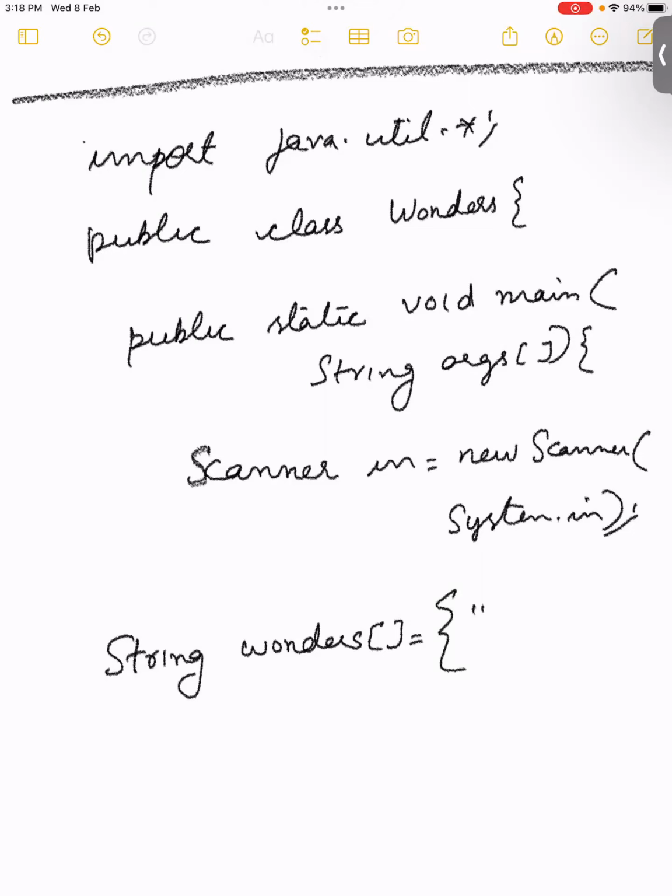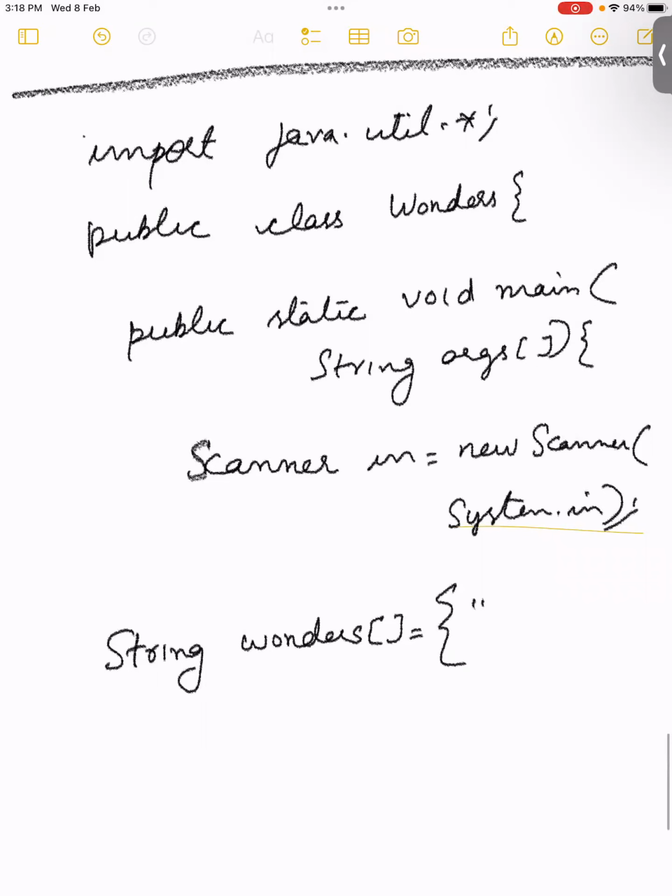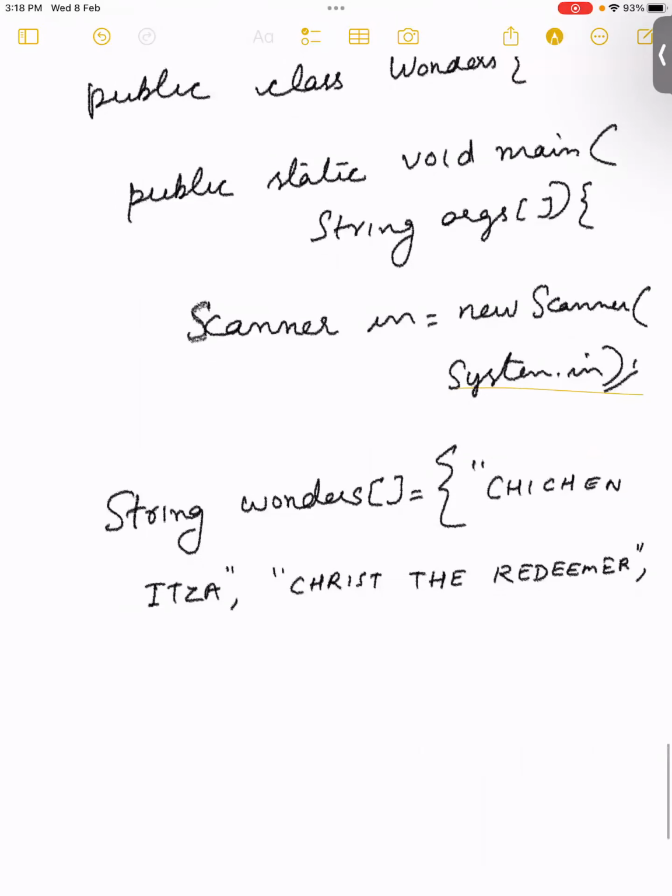Here they have put everything in capital letters, so you can also write it like that itself. CHICHEN ITZA, it is one word, comma, Christ the Redeemer. That is the second wonder. Look at this. After each string, close the double quotation, put a comma, and then start the next wonder. After this, you have Taj Mahal.